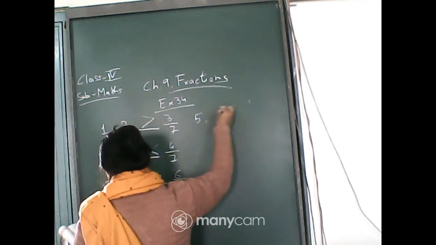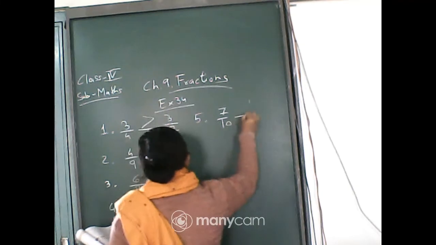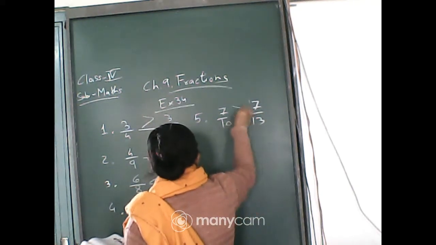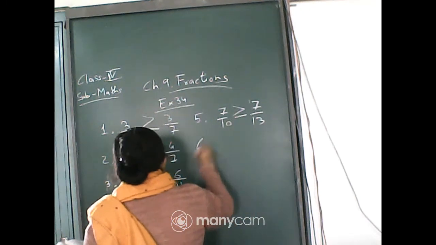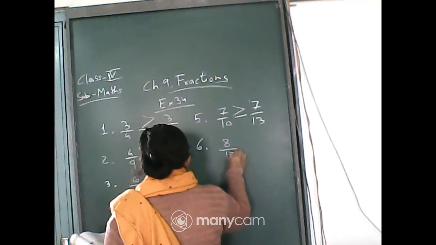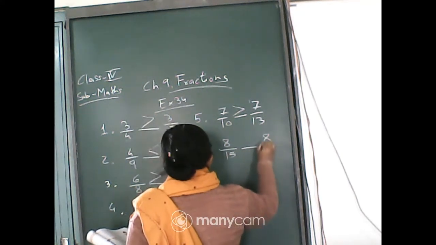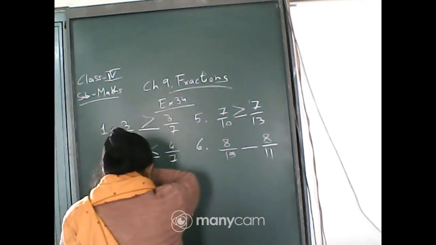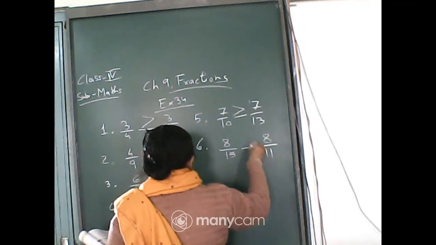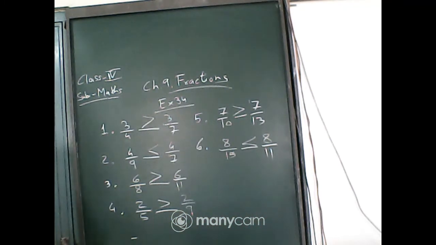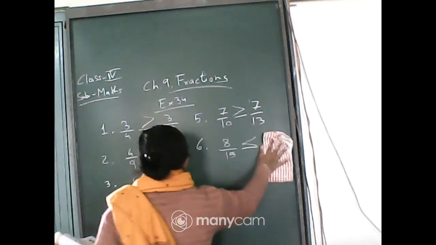Number 5, 7 by 10 dash 7 by 13. So 10 is smaller, that means this one is the greater. 8 by 15 dash 8 by 11. So 11 and 15, that means this will be the greater fraction. Okay. Now let us do the second one.